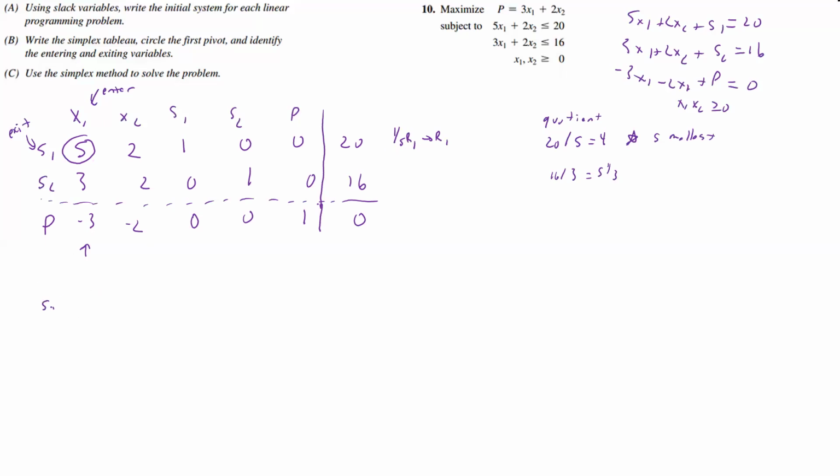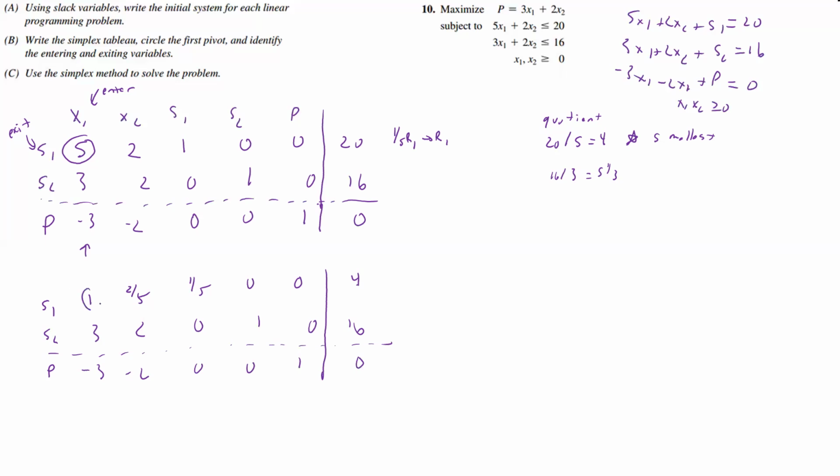So this is still S1, S2, P, and maybe to save space, I'll just keep this as x1. So this is now 1, and that's going to be 2/5. That's going to be 1/5. That's going to be 0. That's 0 divided by 5. That's going to give us a 4. And we can go ahead and put that there still. And so this is still 3, 2, 0, 1, 0, 16, and minus 3, minus 2, 0, 0, 1, 0.